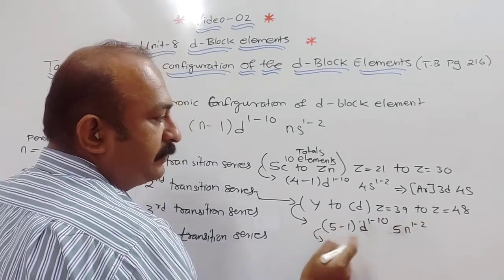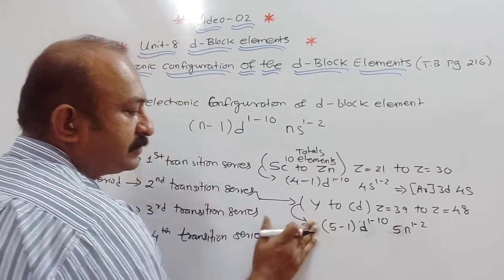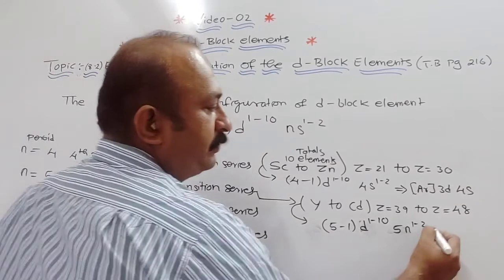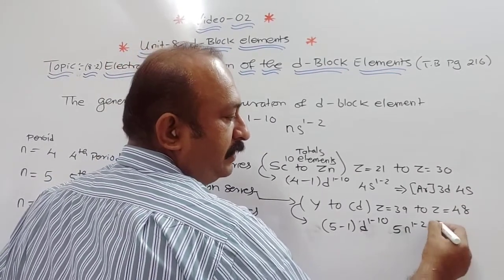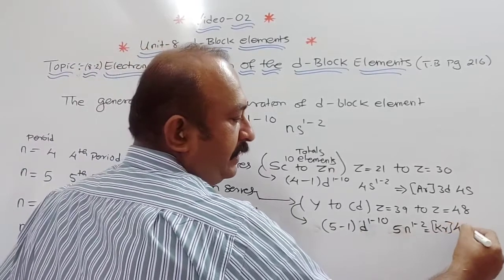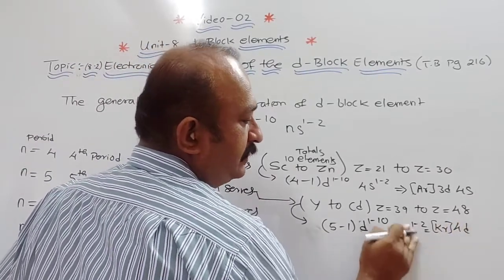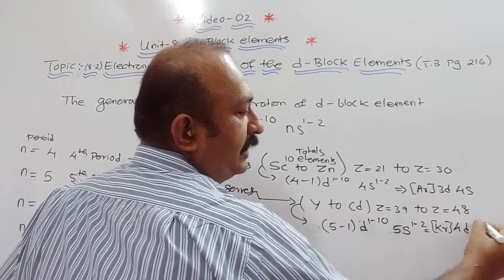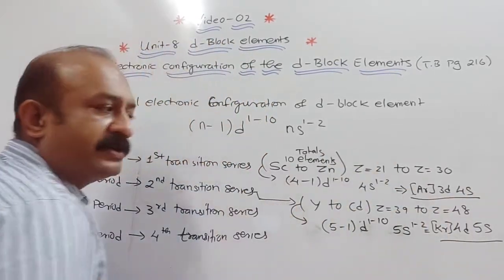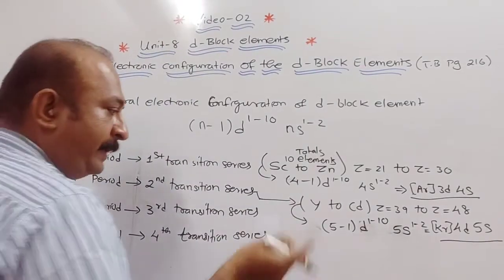So if you simply calculate this, here instead of argon, the common noble gas we use in the second transition series is krypton. So Kr will be the configuration. 5 minus 1 means 4d, and here S will be there, 5s. So this is for the second transition series, and that was for the first transition series configuration.